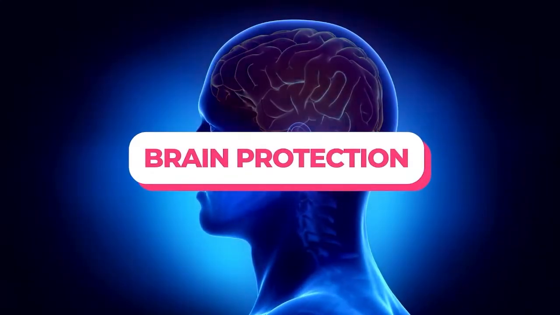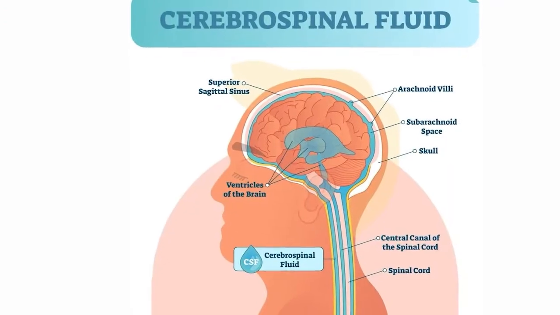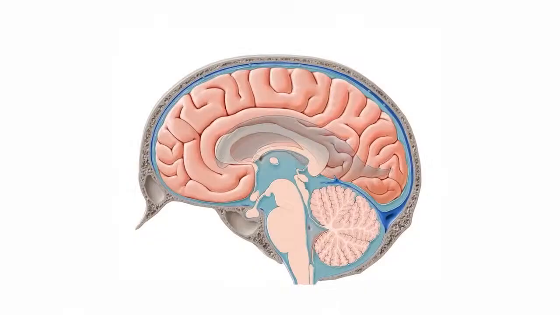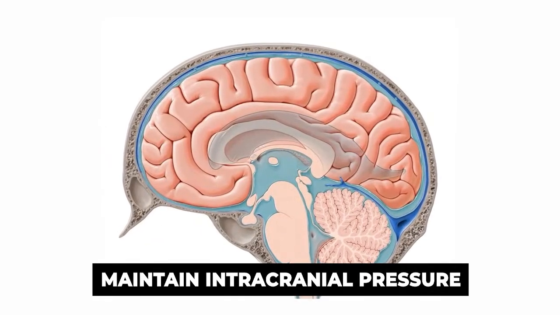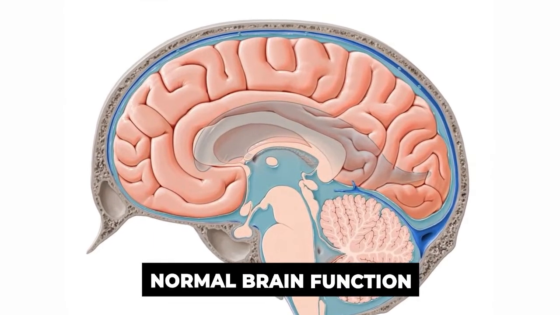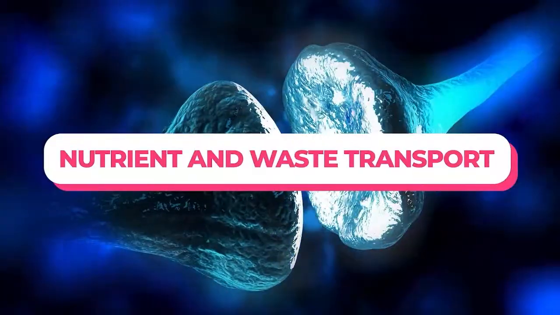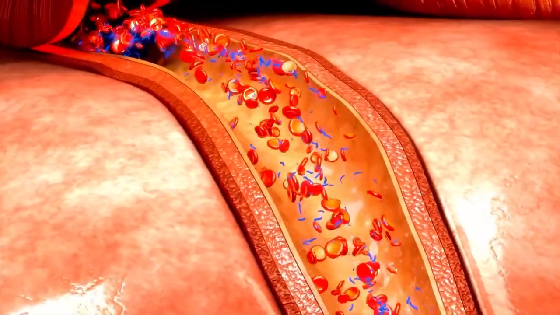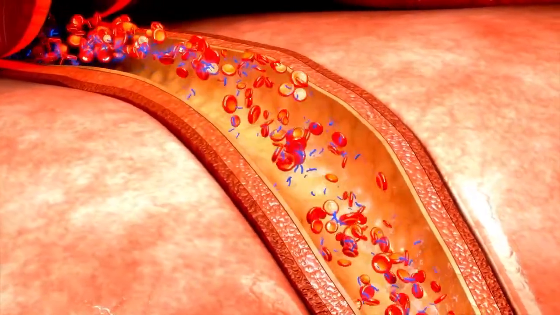Brain protection. CSF acts as a cushion, providing a protective layer for the brain against trauma. The fluid also helps maintain intracranial pressure, which is crucial for normal brain function. Nutrient and waste transport. CSF facilitates the exchange of nutrients and waste products between the brain and the blood.